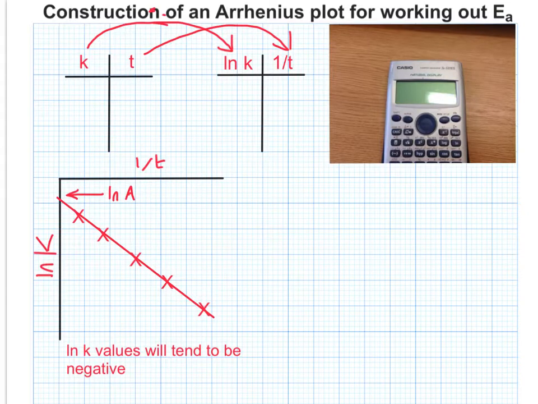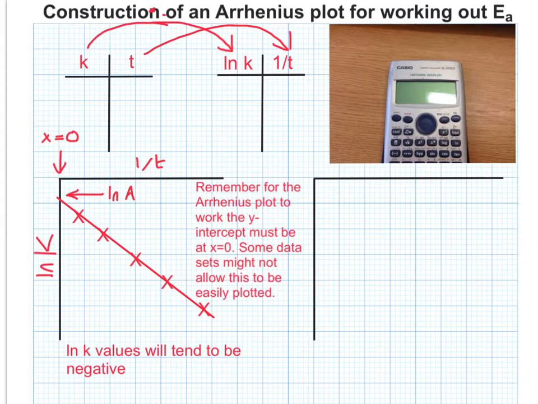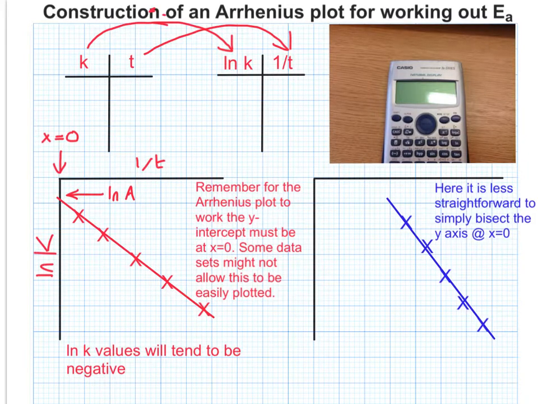However, what if it doesn't work out like that? What if we don't actually have a line that allows us to do an intercept? So if you remember, the Arrhenius plot can only work if the y-intercept is at x equals 0. So the diagram on the left will only actually hold true and give you a correct version of ln A if x happens to be 0. So let's have a look at an alternative situation where the data set might not provide that kind of plot. So in this case you can see it's a little bit less easy because the y-axis isn't bisected in the same place as the y-axis in the red version. So what you need to do here is a little bit of extra maths. It's not difficult, it's just an extra stage.